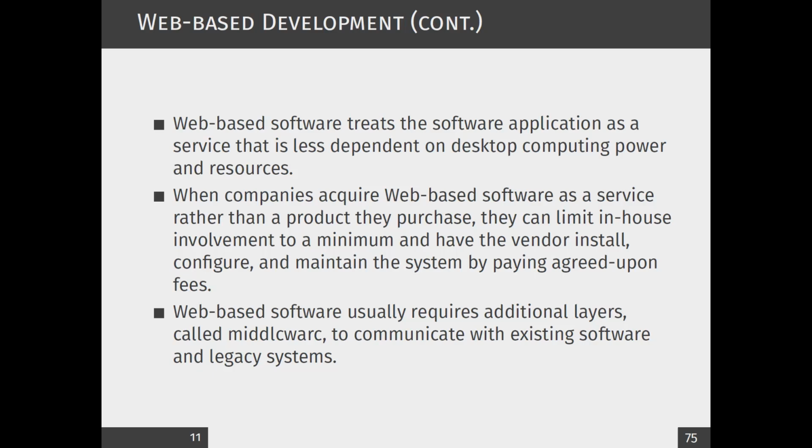And then the vendor can install, configure, and maintain the system. The idea is whenever you have an issue, you can ask a vendor to come and do the changes, which is actually less burden. As I told you earlier, you can focus on your core business. But then you usually need some additional layers. We call it middleware, which you need to communicate with existing and any legacy systems.